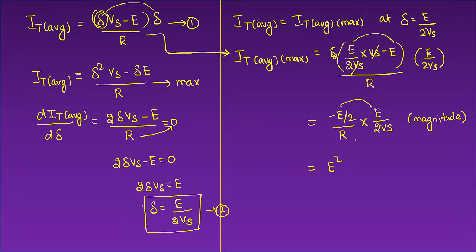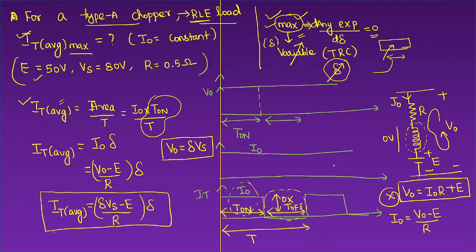E into E will become E square. It is already E by 2 in the denominator, so 2 into 2 will become 4 times Vs into R. So this is the desirable formula to achieve the maximum value of the average value of the thyristor current. This is the maximum point. Now let us substitute all the given data. Battery is 50, supply voltage is 80, and it is 0.5.